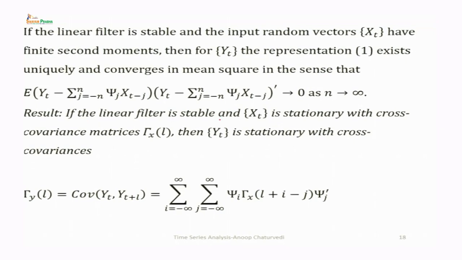Again, if the linear filter is stable and x t is stationary with cross covariance matrix gamma x L, then y t is stationary with cross covariances gamma y L, equal to the covariance between y t and y t plus L, equal to summation i equal to minus infinity to plus infinity, summation j equal to minus infinity to plus infinity psi i gamma x L plus i minus j psi j transpose. I am not going to give you the details of the proof, but you can easily verify. You just write y t equal to summation j psi j x t minus j, and y t plus L is equal to summation j equal to minus infinity to plus infinity psi j x t plus L minus j.